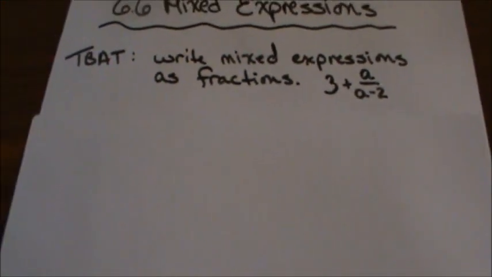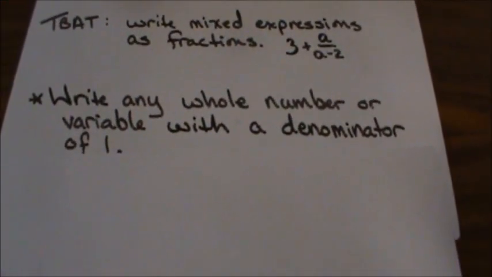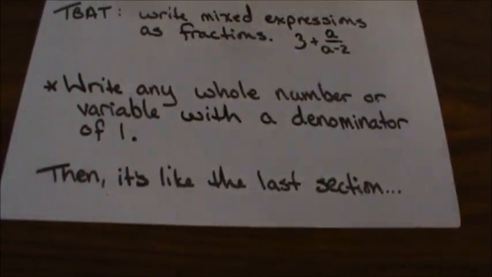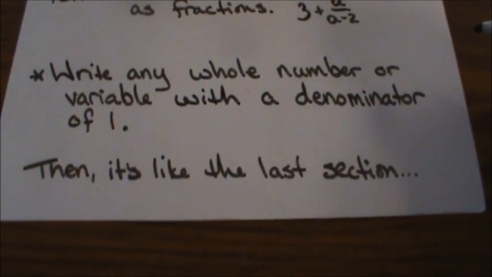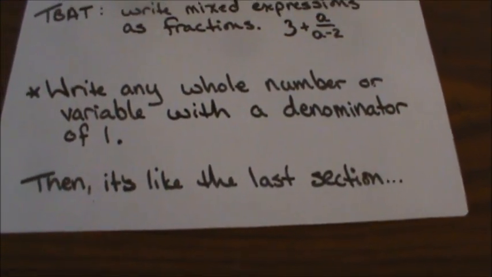In order to do these problems, we are going to write any whole number or variable with a denominator of 1, and then it's just going to be like the last section. Find a common denominator, add them together, and make sure your answer is simplified.